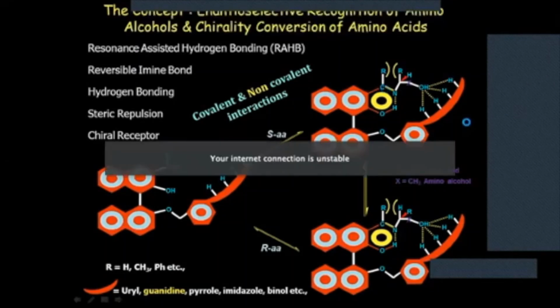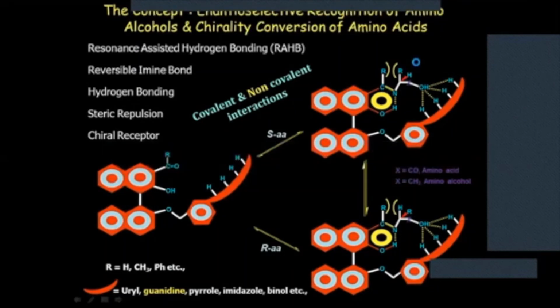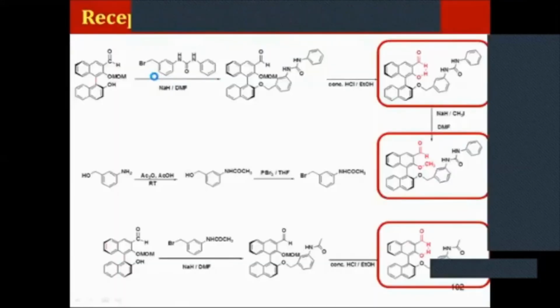So you can see what happens. This is the typical receptor. I'm not talking about the synthesis here. It has an aldehyde group here and has a urea group here. These two NH are strong hydrogen bond donors.